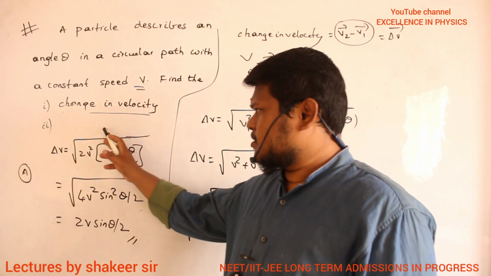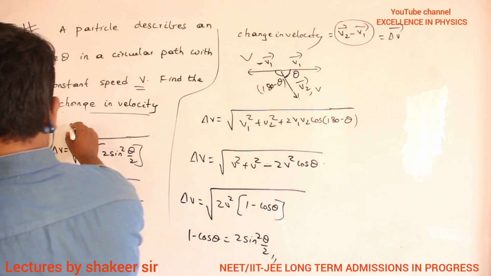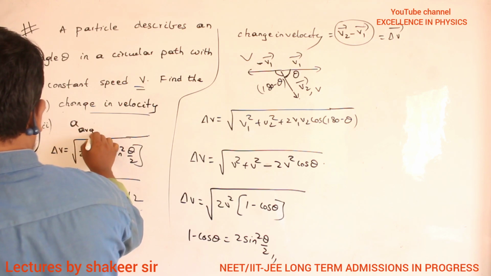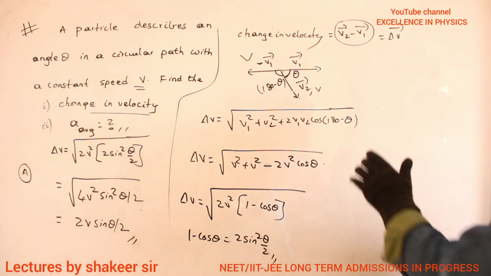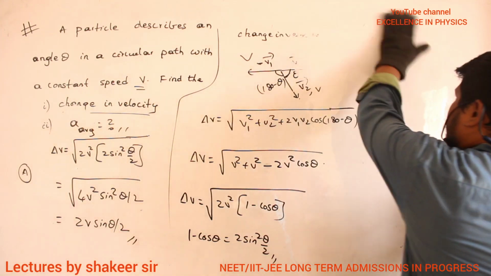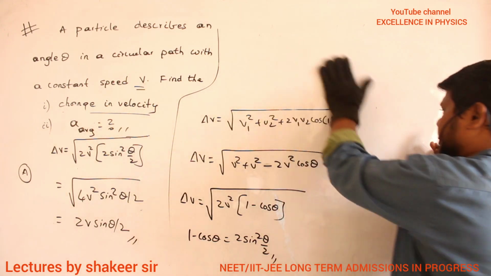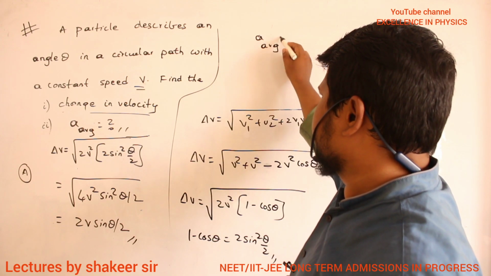Then he is asking a second question also. What is the second question? He is asking about average acceleration. That's the second question. Average acceleration. Okay. Now, can anybody say how I can calculate average acceleration?